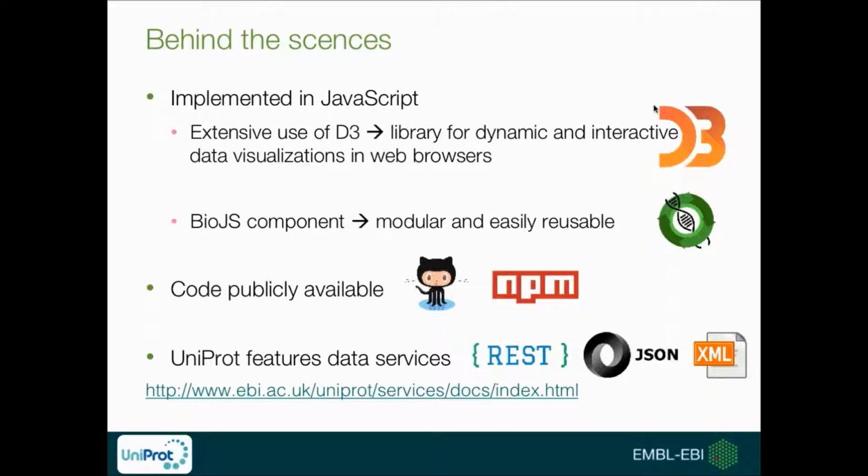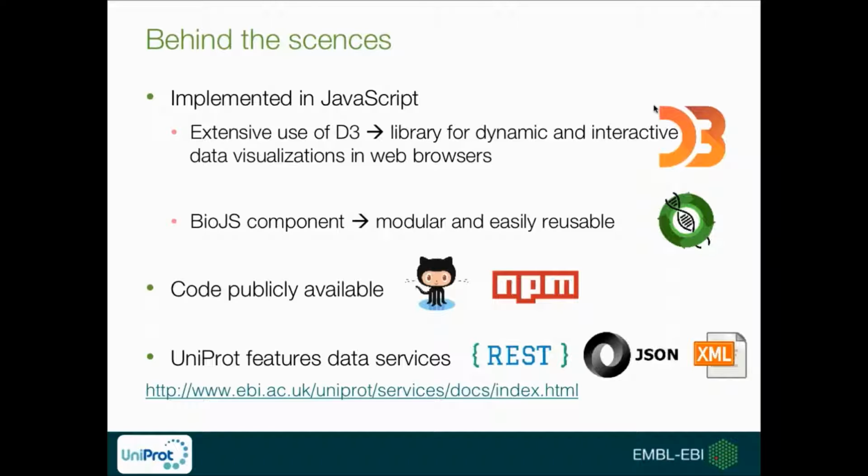BioJS is a community-based project that offers a registry with different components that mainly work with biological data, either for visualization or for parsing these biological data. The aim of BioJS is making modular components that are easily reusable and extensible. So that's why we decided to use the BioJS guidelines to develop JavaScript components.